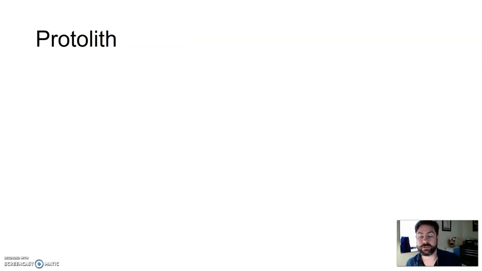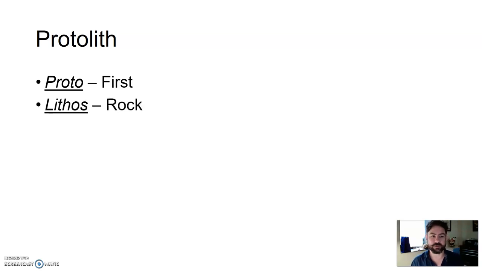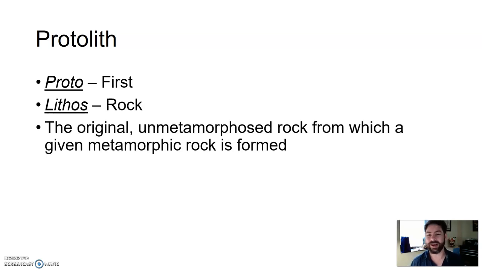Well, the original rock is called a protolith. Again, breaking down words helps me understand things sometimes. Proto is a prefix that means first. Prototype, it's the first type. So proto means first. Lith comes from the Greek word lithos, meaning rock. So protolith is the first rock, the original unmetamorphosed rock from which a given metamorphic rock is formed. So the original, what's known as the parent rock. So you take some original parent rock, you apply heat and pressure, and you get a new metamorphic rock.